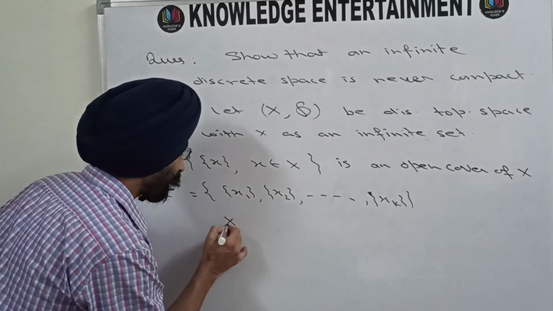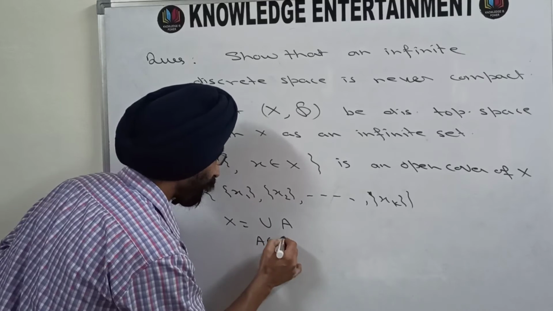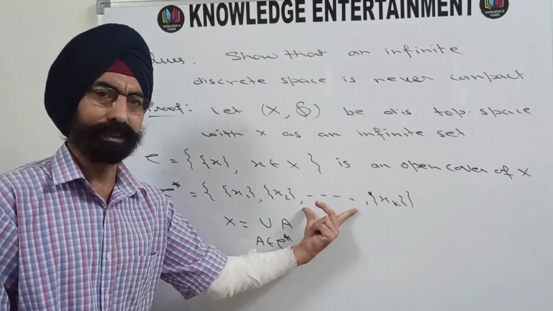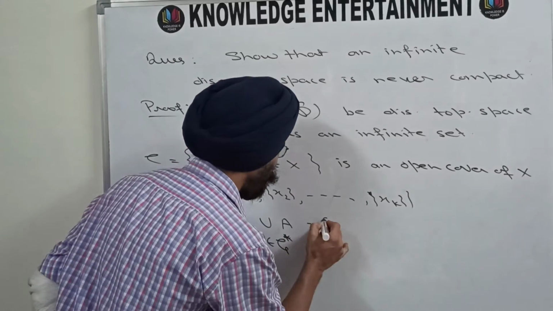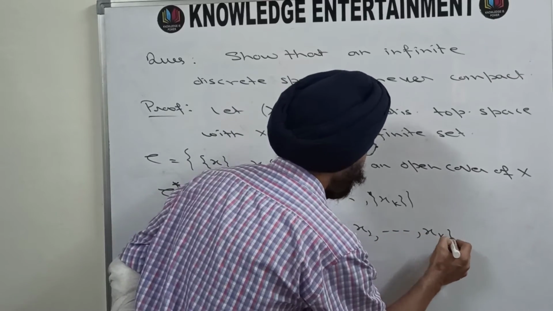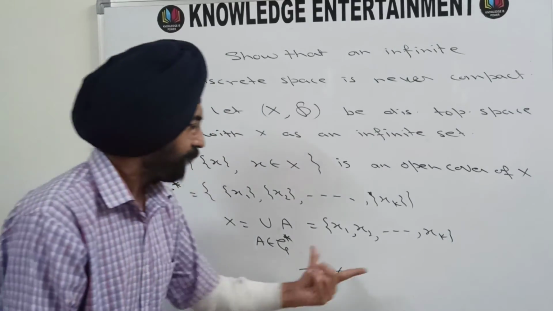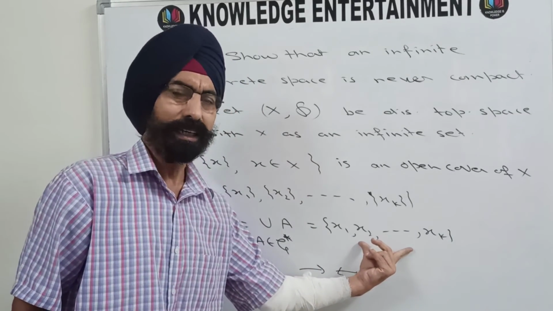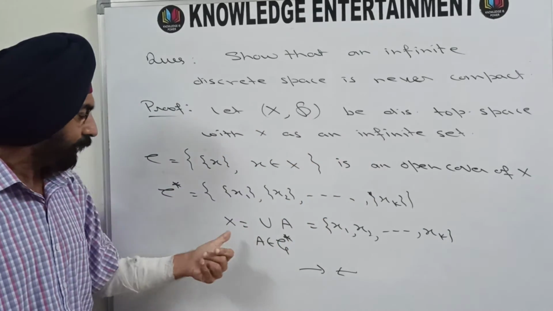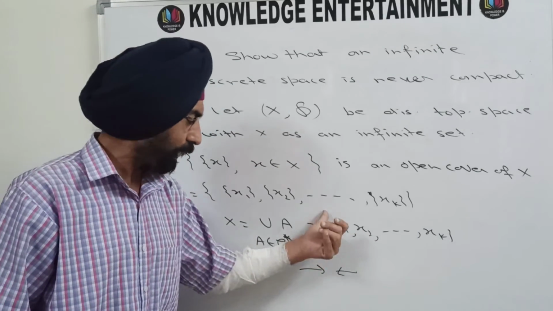That means X is the union of A, where A belongs to C star. So you are saying that X is the union of all these members, and the union of all these members is x1, x2 and so on, xk. This is a big contradiction, because it is a finite set containing k elements, and you are saying that it is equal to X, where X is your infinite set. An infinite set being equal to a finite set is never possible. So we are arriving at a contradiction.